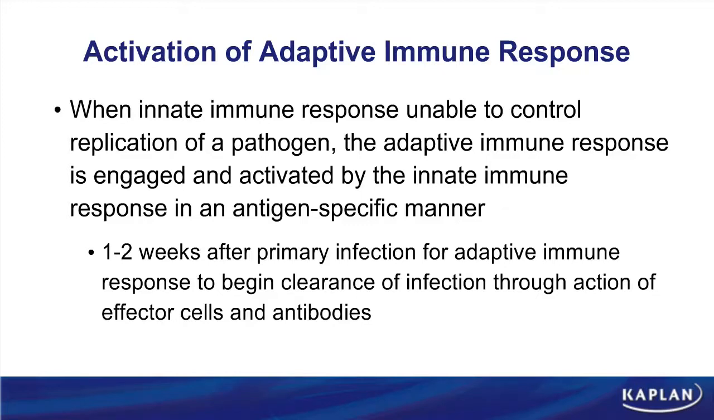So that innate immune response is a really important early response, and it helps keep the host alive while the adaptive immune system is gearing up this highly specific army of cells and antibodies that can help eliminate any infection.